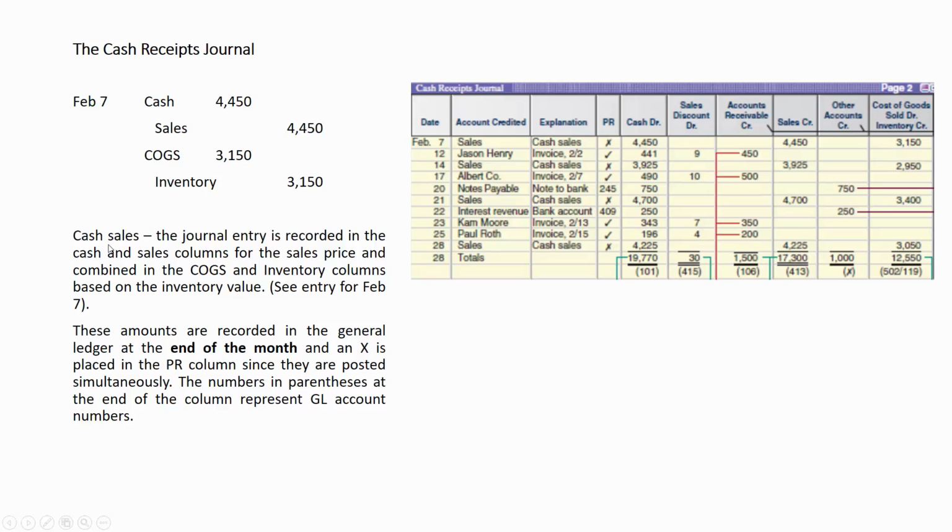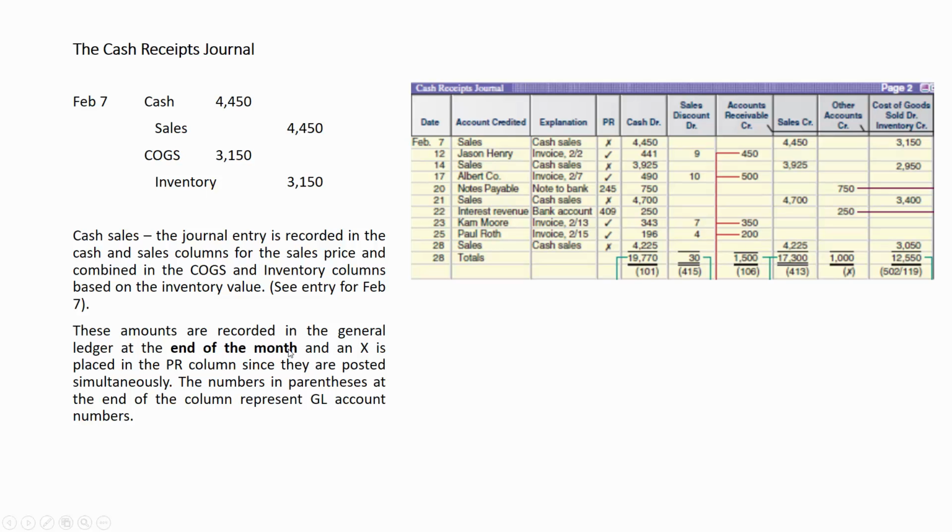Sales. So cash sales. The journal entry is recorded in the cash and sales columns with the sales price and combined in the cost of goods sold and inventory columns based on the inventory value. So we're looking at this cash sale on February 7th. These amounts are recorded in the general ledger at the end of the month. So every one of these was recorded at the end of the month.